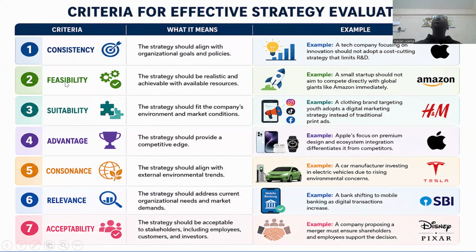Number 1. Number 2, visibility. The strategy should be realistic and achievable with available resources. The strategy that is to be evaluated, it should be realistic. Sometimes don't choose a strategy and you don't have the money. You don't have enough human resource. So al-waqi'iyya.